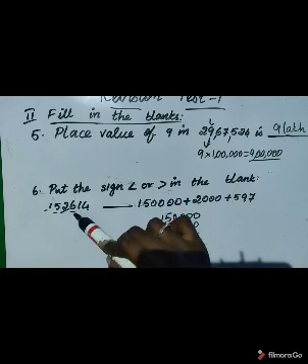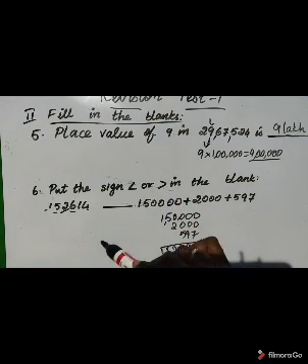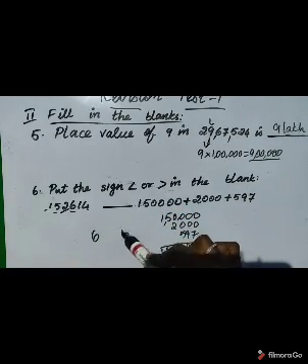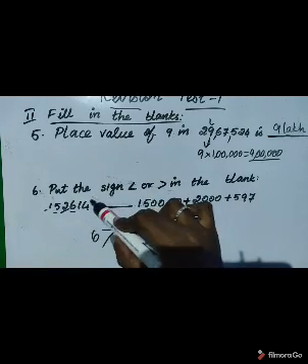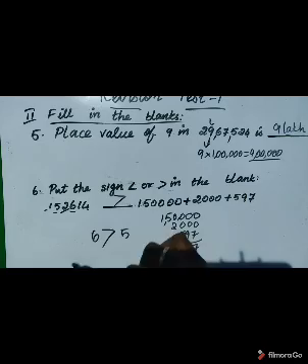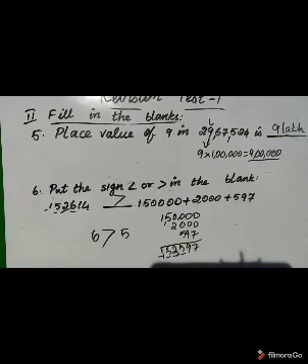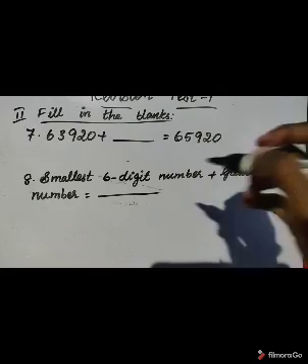This is also a 5 digit number. This also 5 digit. 1, 2, 3, 4, 5. 5 digit number. So you can compare the digits. Here is 6, here also 6. This is 0, here also 0. This is 2, here also 2. Here is 9, here is 9.